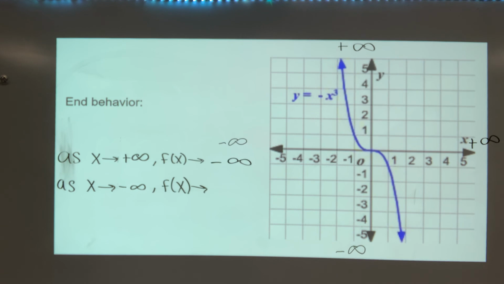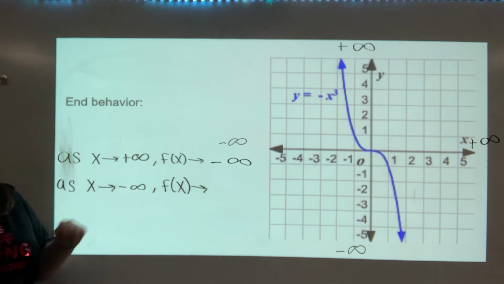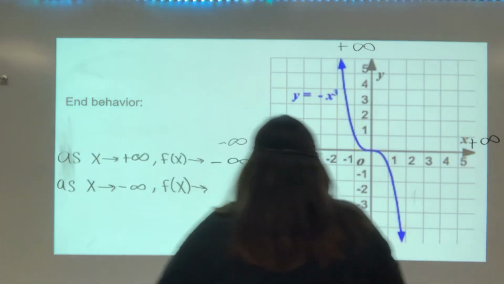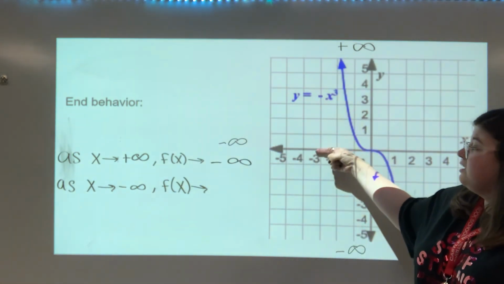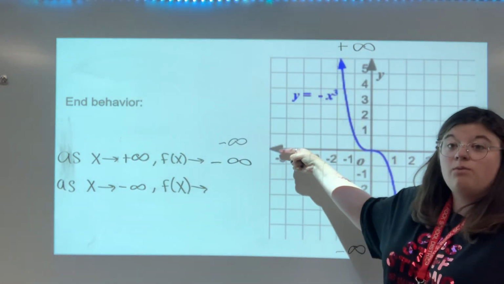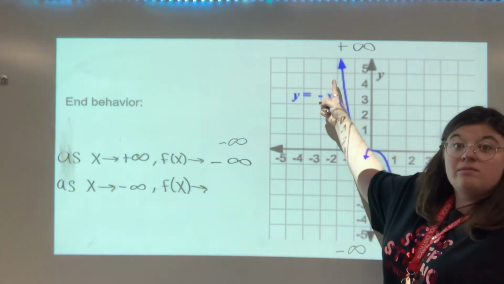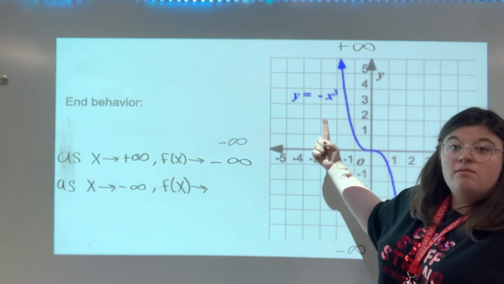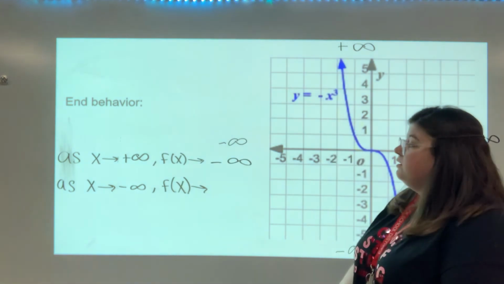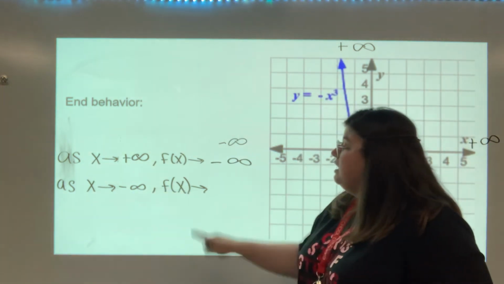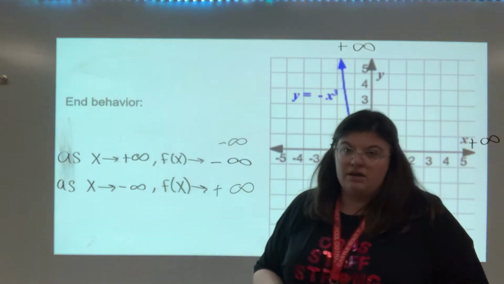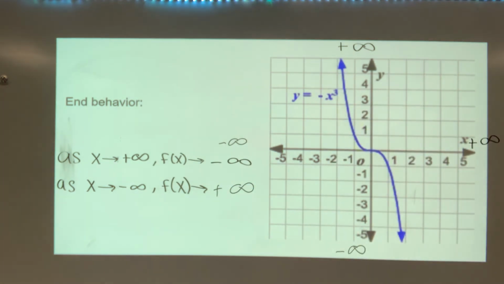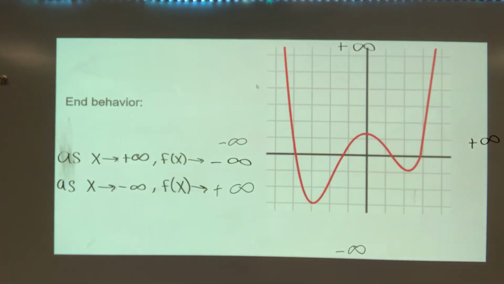All right, the other side, as x approaches negative infinity, as we move this way on our x-axis, our x's are getting smaller. What's happening to our y's? They're getting bigger, right? So as we go this way, my y's are going this way. So as x goes to negative infinity, f of x goes to positive infinity. All right? You're doing good. Hang in there.